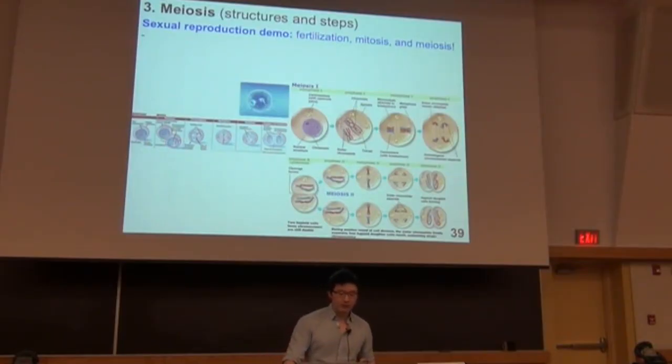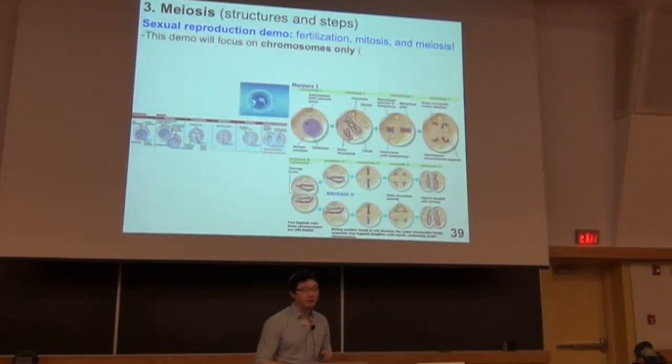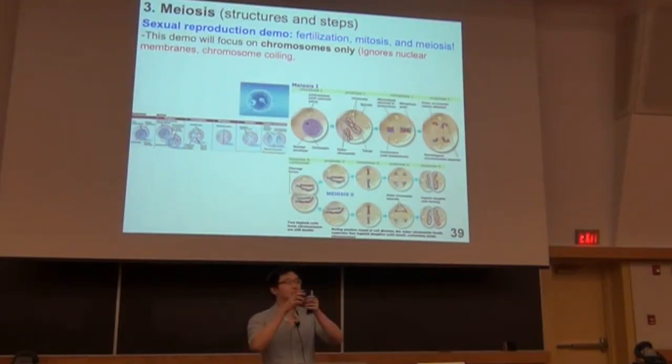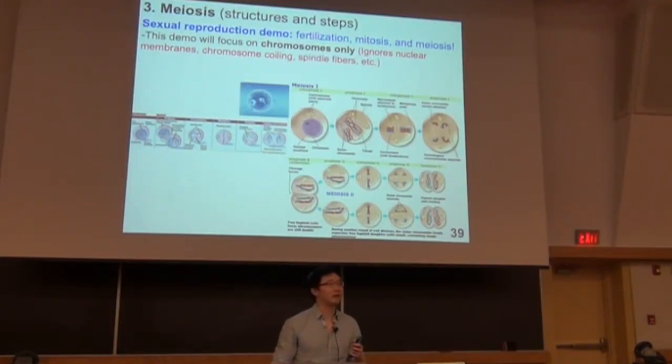Okay, so to keep things simple and easy to follow, I'm only going to focus on what's happening to the chromosomes. So I'm going to ignore that the nuclear membranes are disappearing and reforming. I'm going to ignore the fact that the chromosomes are loose chromatin, condensing and being loose again. Again, ignore the spindle fibers altogether. We're only going to focus on the chromosomes and what's happening to them.